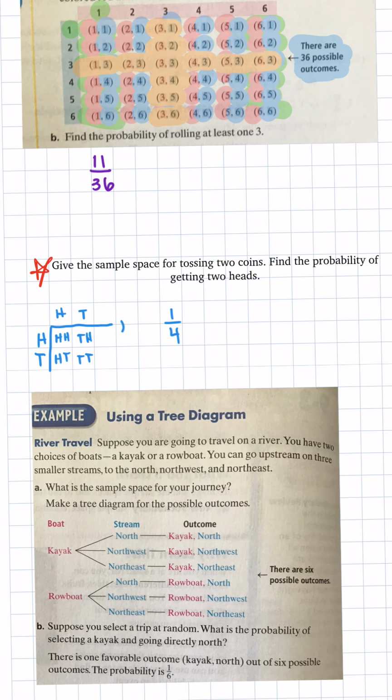Okay, so this is the chart I came up with, right? Heads, tails, heads, tails. You roll them together. We could have 2 heads. We could have heads, tails. We could have tails, heads, or we could have tails, tails. And it asks for the probability of getting 2 heads. So really there's just 1. So 1 out of 4 chances. So the probability of getting 2 heads is 1/4.